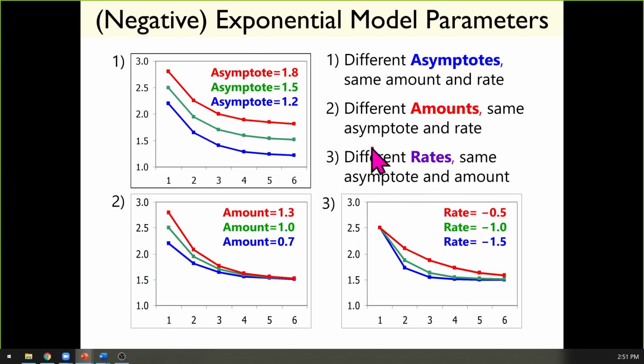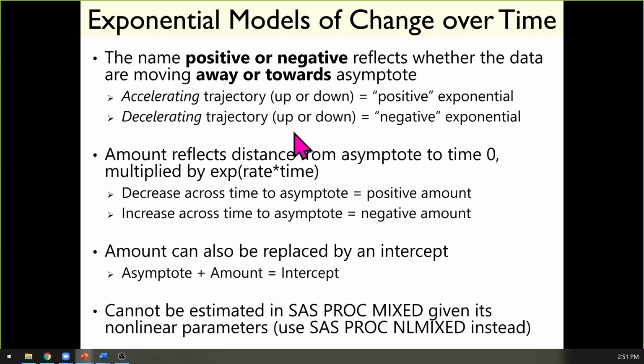And so fitting this type of model makes a lot of sense. It corresponds to how we think about learning and change. It predicts that after some point, you're not going to get better at this task. You're not going to get worse, but you're not going to get better. The only catch is that it's actually nonlinear.